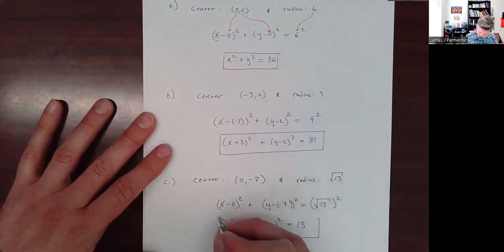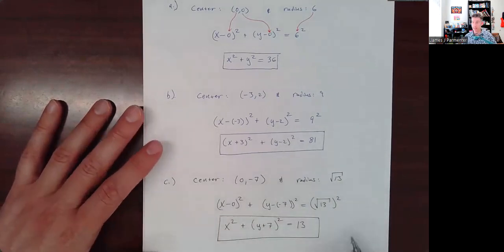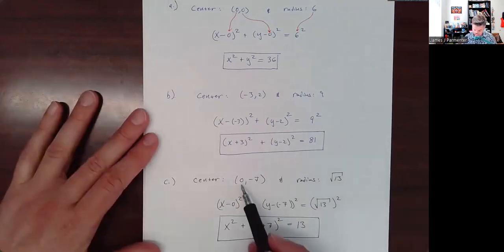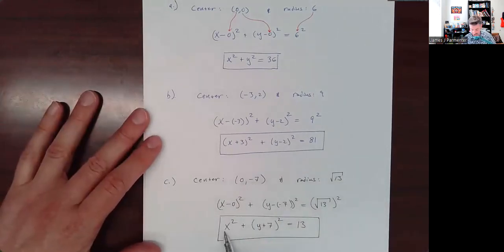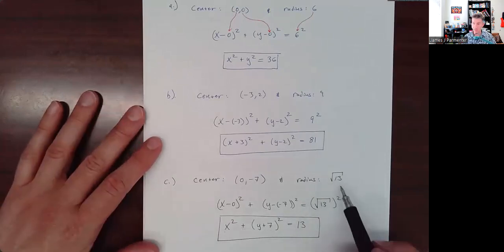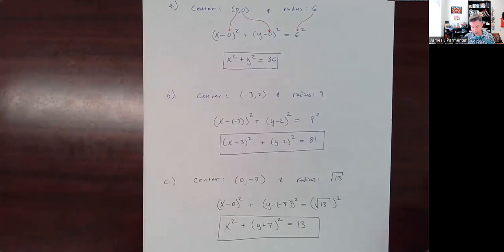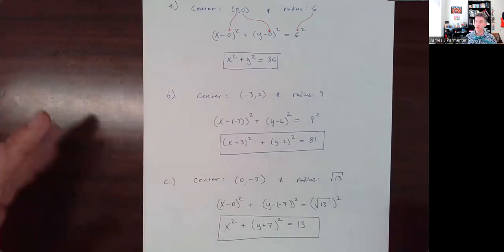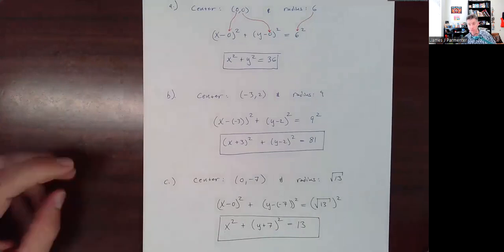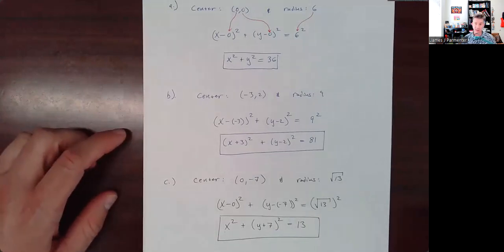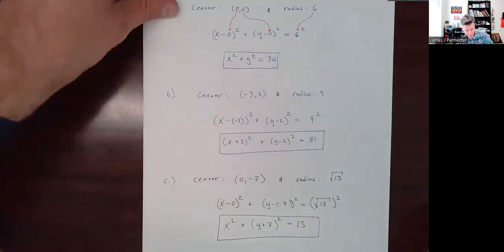So this equation is the equation of a circle, and the center is 0, -7. If you plug in 0 here and -7 here, you get 0 plus 0. And the radius was the square root of 13. Cool. I think that's not too terrible. Let's go the other direction. Let's start with the equation and then find the center and radius and also graph it.